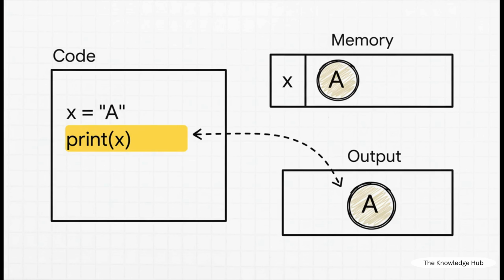Now for line 2, print x. The interpreter gets the order to print whatever is inside the x variable. So it goes to memory, finds the box labeled x, looks inside, and finds the letter a. It then puts a copy of that a onto the output screen. And just like that, the letter A finally appears.